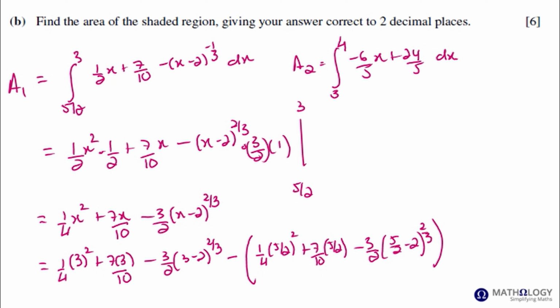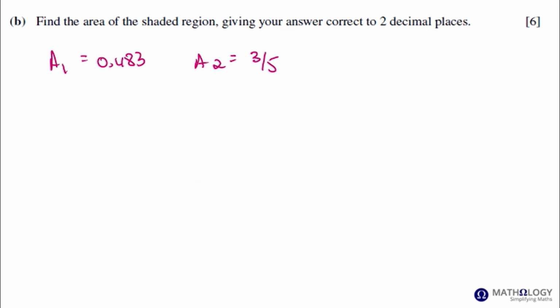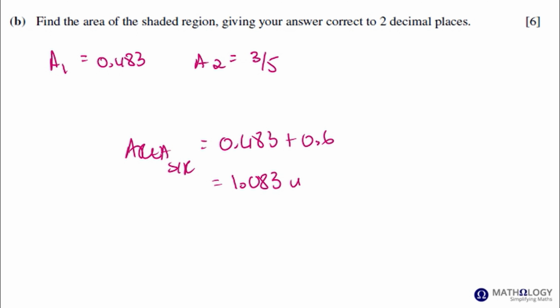So area 1 is 0.483 units squared. The area of the shaded region therefore equals 0.483 plus 3/5, which is 0.6. That equals 1.083 units squared.